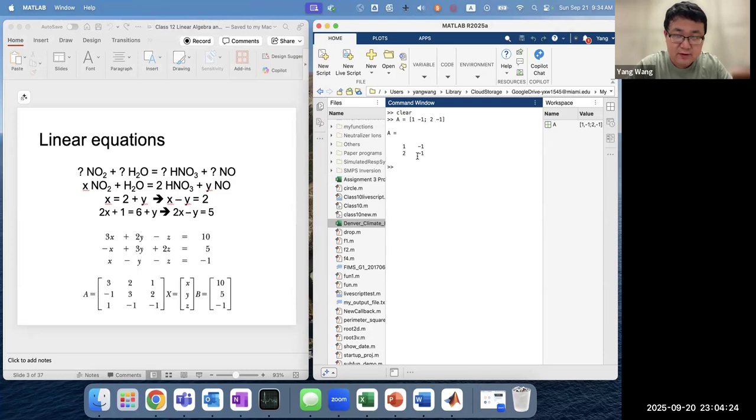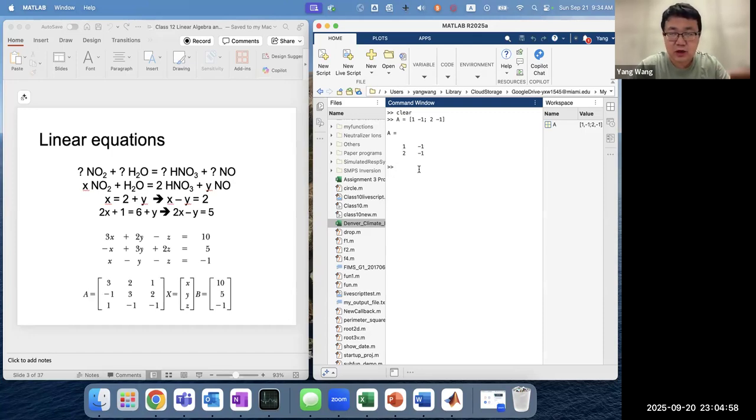So you have this relationship of A multiplied by X and Y, listed on the right-hand side, equals 2 and 5. Because if you have X and Y here, when you do the matrix calculation, it's going to be 1 multiplied by X minus 1 multiplied by Y, which is x minus y, that equals 2. And then 2 multiplied by X minus 1 multiplied by Y equals 5, okay?